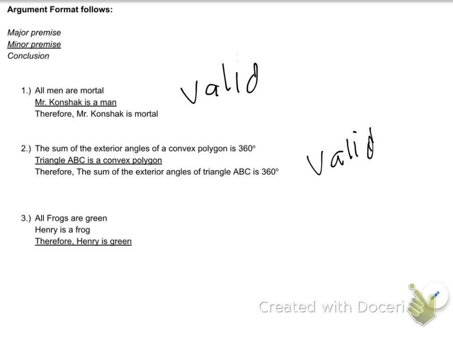And the last one for us today. All frogs are green. Henry is a frog. Therefore, Henry is green. Is this a valid or invalid argument? This is also valid. In the real world, are all frogs green? No. But do I care? No. Because in this particular world, if you are a frog, that means you must be green. And since Henry is a frog, therefore he is green.